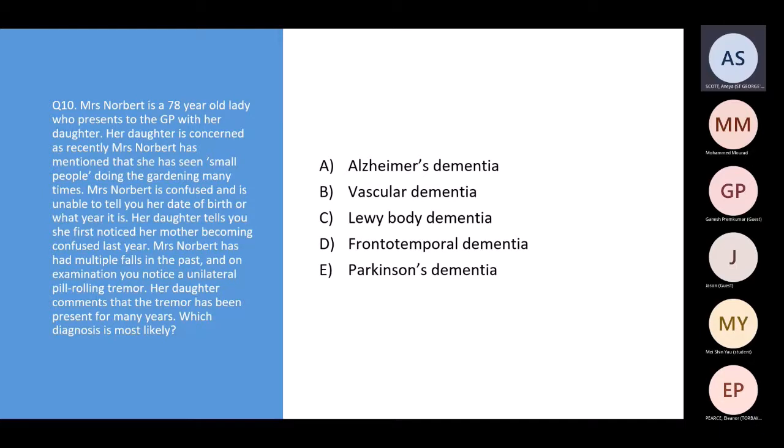Her daughter tells you she first noticed her mother becoming confused last year. Mrs. Norbert has had multiple falls in the past, and on examination you notice a unilateral pill-rolling tremor. Her daughter comments that the tremor has been present for many years. Which diagnosis is most likely? So is it Alzheimer's dementia, vascular dementia, Lewy body?